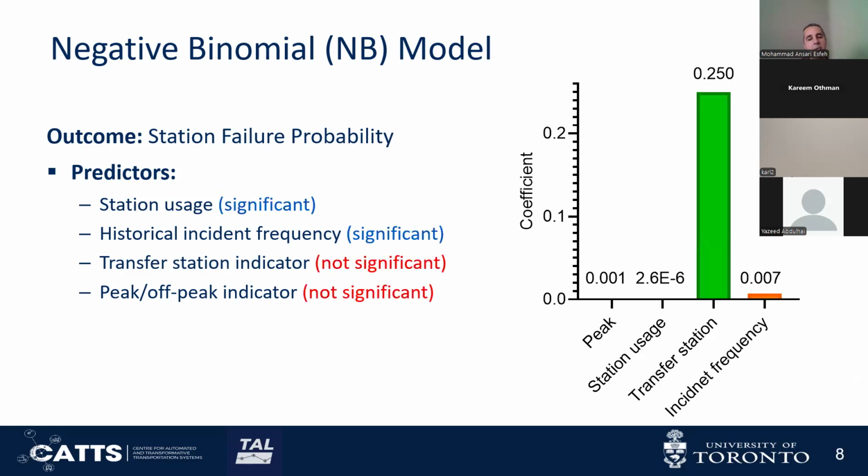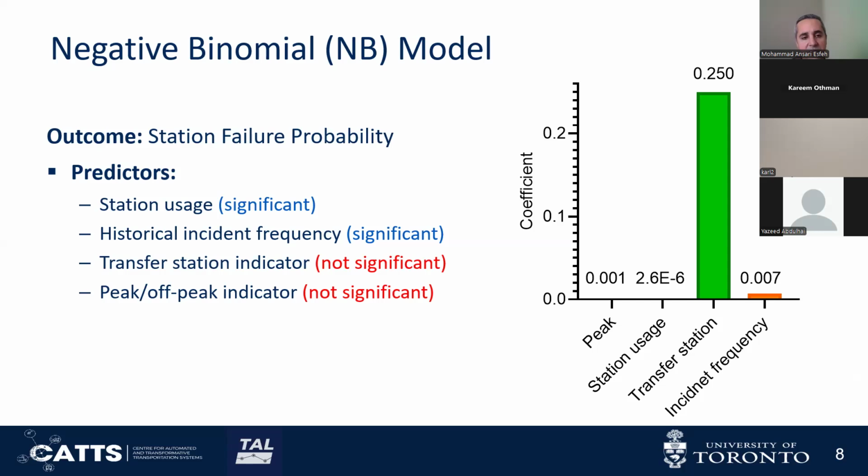And here I have summarized the findings. So we find that the station usage has a positive significant impact on the probability of a station failure. So basically, stations with higher ridership are more likely to experience incidents in the future. Also, similar to that, historical incident frequency was statistically significant, and that's a strong predictor, which means that the stations that have experienced incidents in the past are more likely to experience incidents in the future as well.